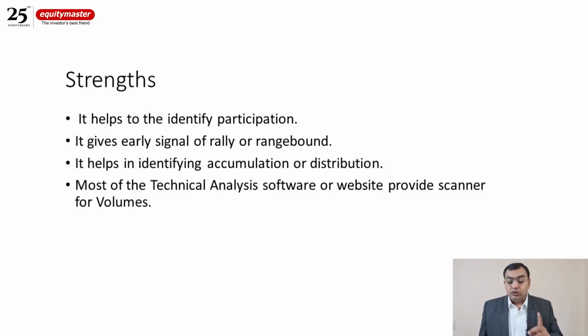Accumulation happens when the volumes increase at the lower end and prices tend to go higher. The most important thing is that most of the technical analysis software or websites you are using offer scanners where you can look at the volumes using moving averages on volume, the volume spike, whatever. So most of the scanners are available in this software.